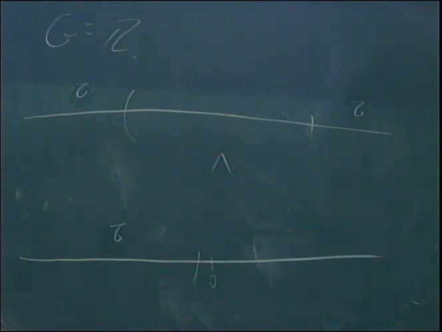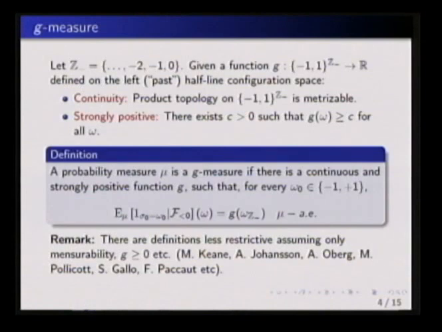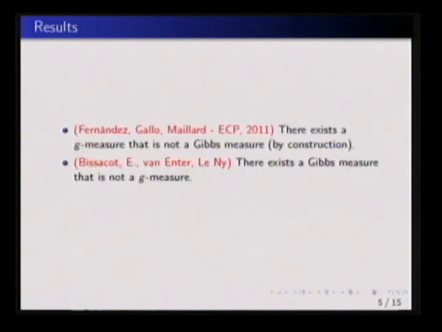Since the definitions of the Gibbs measure and G measure are quite similar, it's natural to ask whether the Gibbs measure and G measure are equivalent. The first result is by Fernández, Gallo, and Maillard, who proved that there exists a G measure that is not a Gibbs measure. So one of the implications is false. They proved the existence by construction. They constructed a special type of G measure and proved that it is not a Gibbs measure.